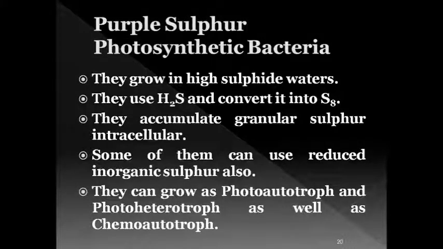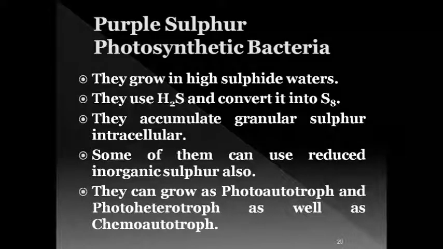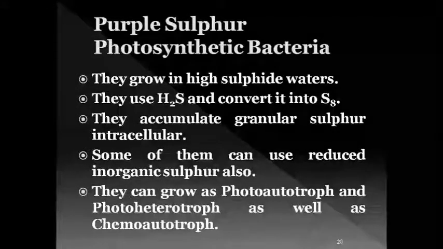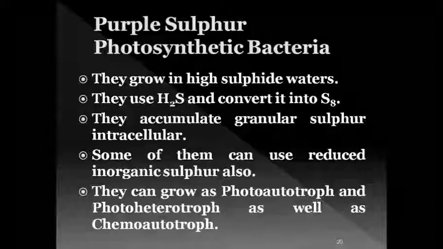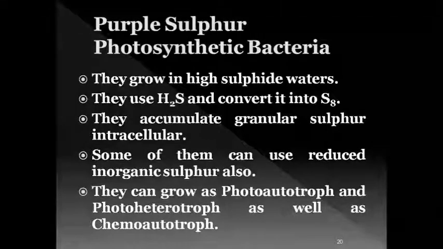Purple sulfur photosynthetic bacteria. Purple sulfur bacteria are found in freshwater lakes, ponds, or marine water. They oxidize sulfide to elemental sulfur, which is deposited in their cells. They are photoautotrophic or photoheterotrophic, and they have a type 2 reaction center which carries electrons, and electron carriers like bacteriopheophytin and quinones are found, and a reaction center like P870 is found in these bacteria.